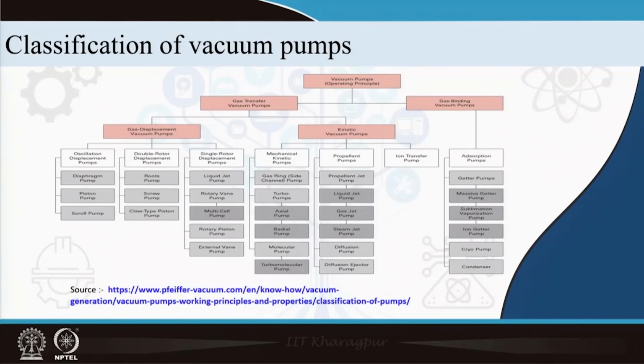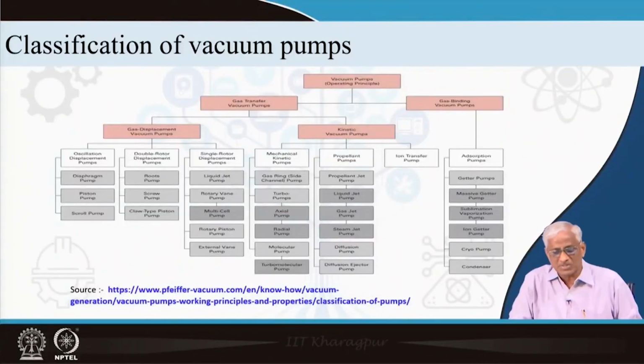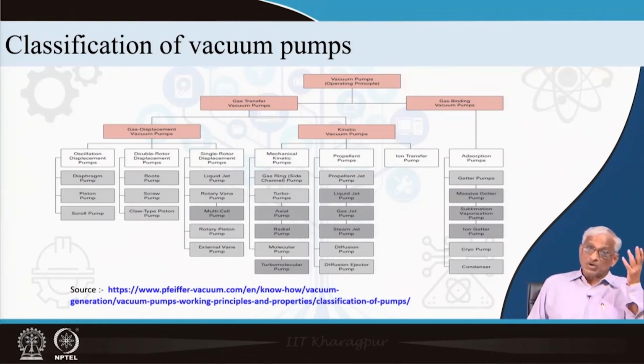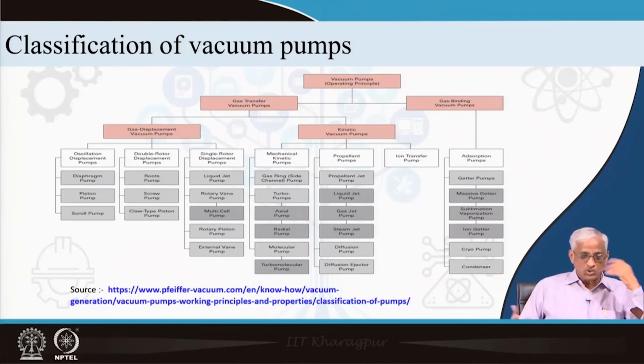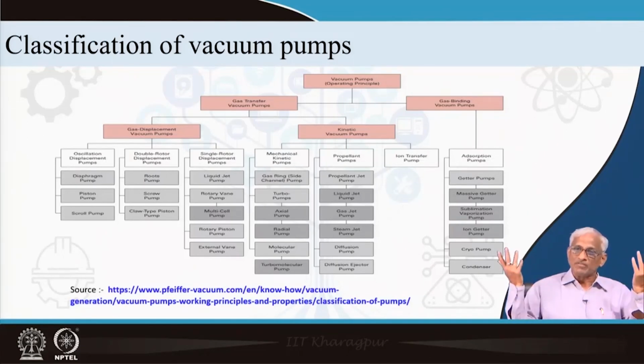Broadly it is gas transfer and gas binding, but within the gas transfer we have positive displacement or kinetic principles. Within that there are varieties of pumps like steam jet ejectors or diaphragm pumps, diffusion pumps, turbomolecular pumps, rotary piston pumps, and finally rotary vane pump, which is very popular, which we are going to discuss very soon, scroll pumps, roots blowers. So many technologies have come over a period of time.